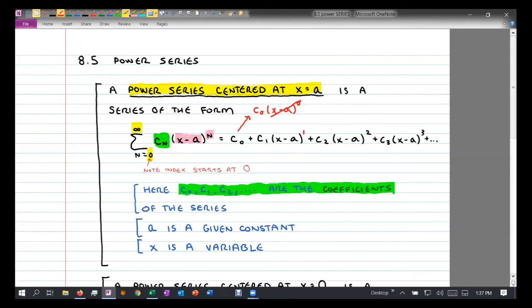The number that's sitting there next to x, that's where we say the series is centered. You may also see this terminology, the power series about a, or about x equals a. These mean the same thing. If someone says that's a power series about a, or that's a power series centered at a, they're synonymous. So a is always some given constant, and x, very important here, x is a variable.